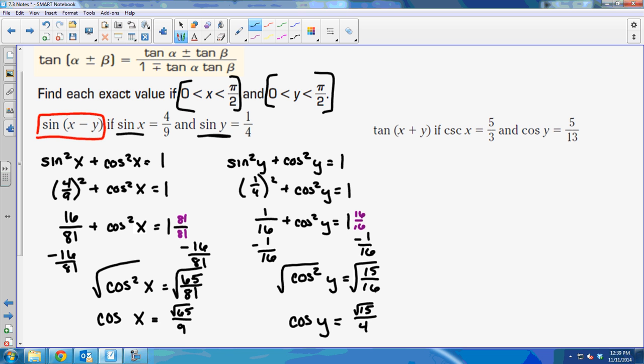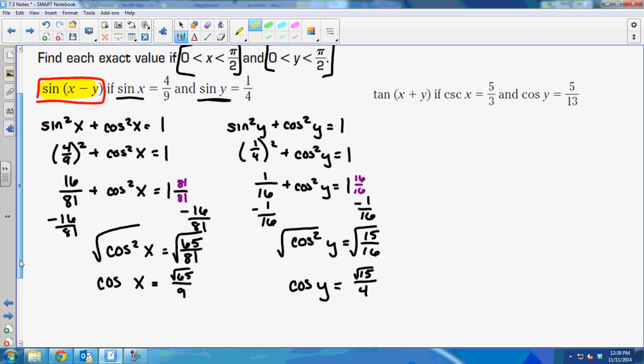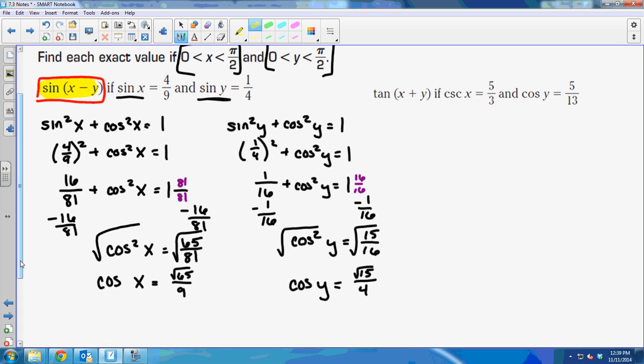Keep in mind the purpose of me doing this. I have to use this identity, sine x minus y. I needed all four of those things. So I still haven't found what they asked me to find. They asked me to find sine of x minus y. So I found all the pieces that I need in order to find it, but I have not actually found it yet. So any questions about why I did any of these steps? Once we get the ones that we need, we just have to go back and substitute them into the identity. So the last part's really short.